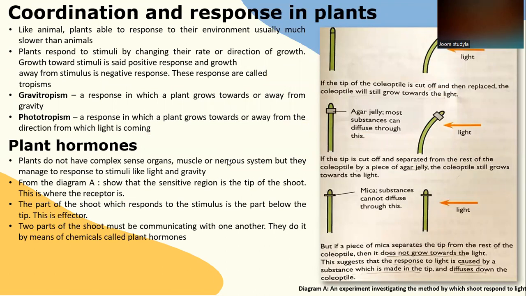Coordination and response in plants. Like animals, plants are able to respond to their environment, usually much slower than animals. Plants respond to stimuli by changing their rate or direction of growth. Growth towards a stimulus is a positive response, and growth away from a stimulus is a negative response. These responses are called tropism.